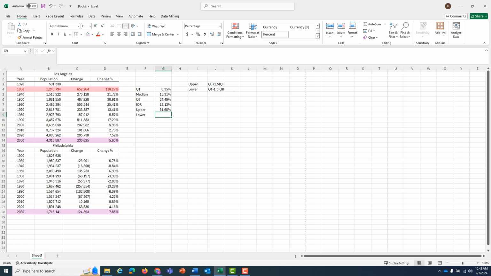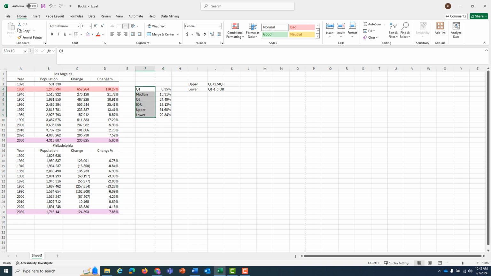What about the lower end? Well, we'll use the lower outlier formula, which is Q1 minus 1.5 times the IQR, which I don't have to type in, I can click. There we go. And it is negative 20%. None of my information is at a rate of decline in this case that is lower than that. So we don't have any lower outliers for Los Angeles.